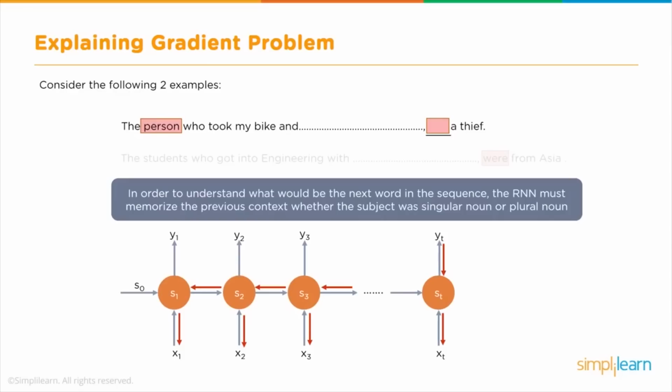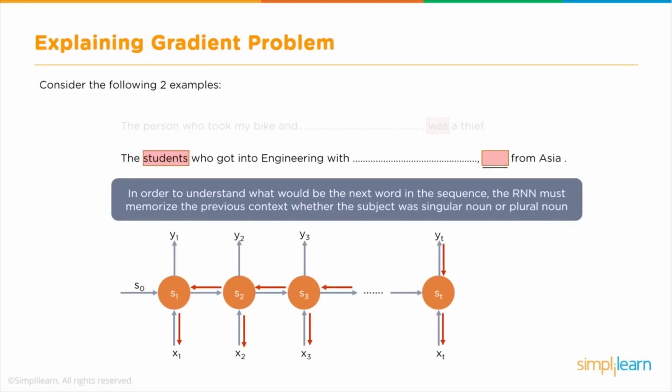Consider the following example, the person who took the bike. So we'll go back to the person who took the bike was blank a thief. In order to understand what would be the next word in the sequence, the RNN must memorize the previous context, whether the subject was singular noun or a plural noun. So was a thief is singular. The students who got into engineering, well, in order to understand what would be the next word in the sequence, the RNN must memorize the previous context, whether the subject was singular noun or a plural noun. And so you can see here the students who got into engineering with blank were from Asia. It might be sometimes difficult for the error to back propagate to the beginning of the sequence to predict what should be the output.